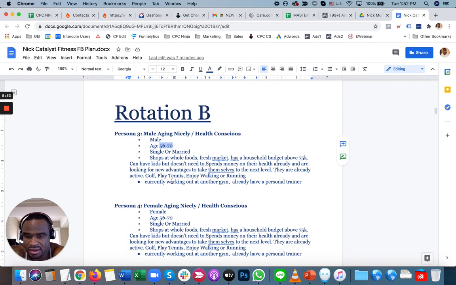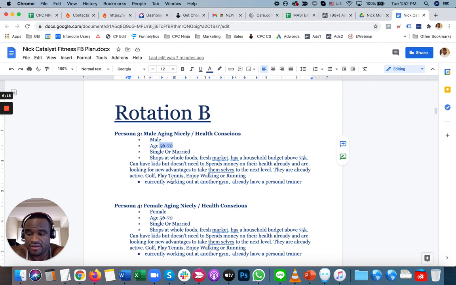And they shop at Whole Foods, household income above 75K, have kids or can have kids. They're also very active, it seems. They play golf, tennis, enjoy walking and running, and they also are going to another gym. So now what we've got is multiple personas.